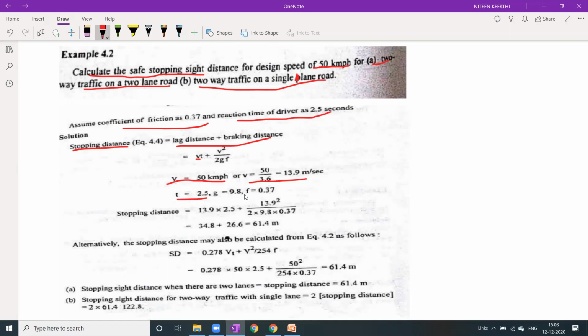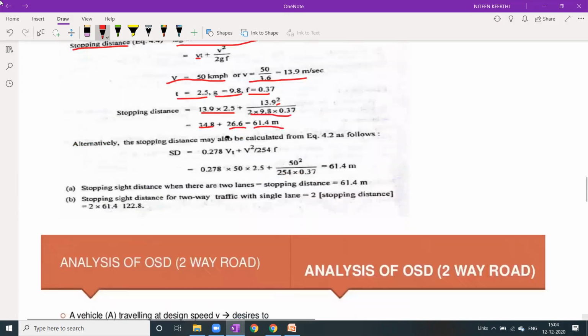So t is 2.5 seconds, g is 9.81, and f is 0.37. So the stopping sight distance is 13.9 meter per second into 2.5 seconds, plus 13.9 whole square divided by 2 into 9.81 into 0.37, that is small f. So the lag distance is 34.8, the braking distance is 26.2. So adding both, 61.4 meters is the stopping sight distance.